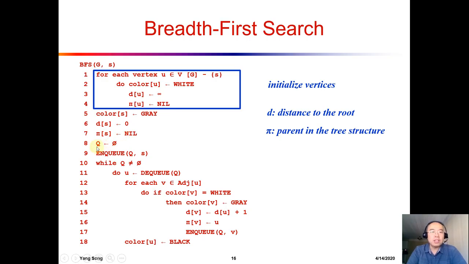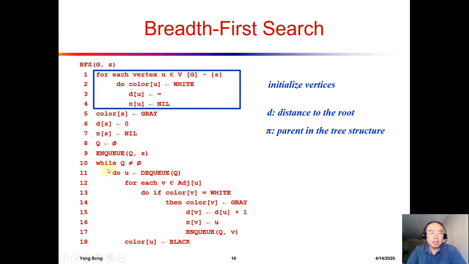And then we initialize a Q. So the Q data type is first in, first out, right? So first in, first out, that's a queue. And we enqueue the s, so we send the s, the root, into the queue. Okay, and the next part, we start another iteration starting from line 10.